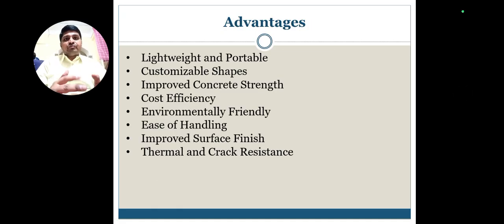So the main advantages of the fabric formwork are a lightweight and portable material, customizable to different shapes and different sizes, improved concrete strength and cost efficiency, environmentally friendly, eco-friendly, ease of handling, improved surface finishing, and thermal and crack resistance.